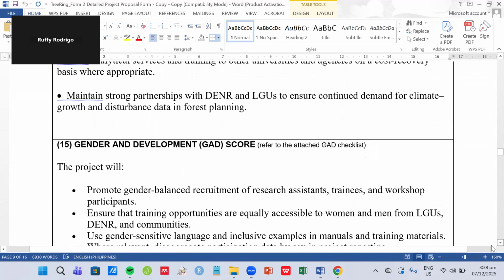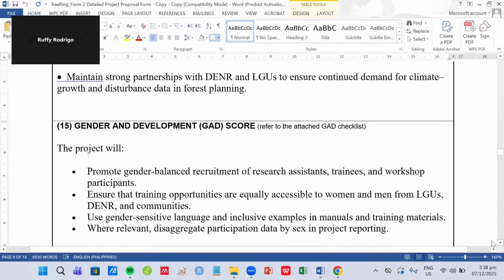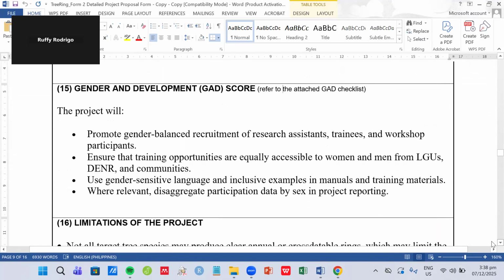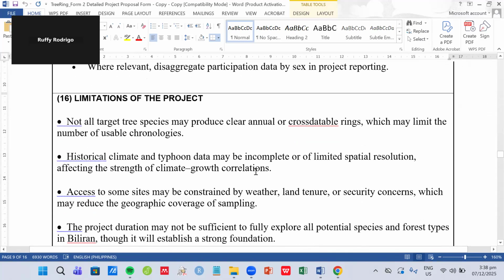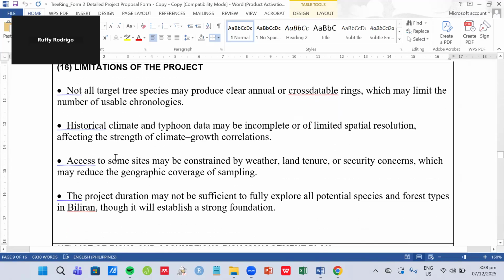So yeah, you can actually write anything you think is the sustainability plan. And the gender and development score, actually there is a so-called extra form, and you need a checklist in terms of the GAD, gender and development. So I think you know that already. And of course, the limitations of the project. So this is just the potential limitation of the project. In my case, I just wrote there: not all targets may produce clear annual or growth datable rings, which may limit the number of usable chronologies. Access to some sites may be constrained by weather. The project duration may not be sufficient to fully explore all potential species and forest types in the area. So these are the potential limitations.